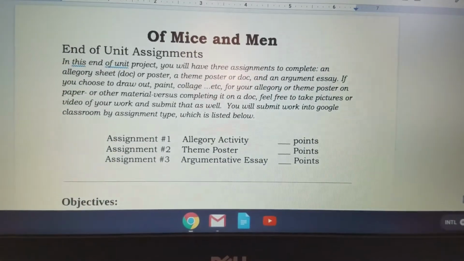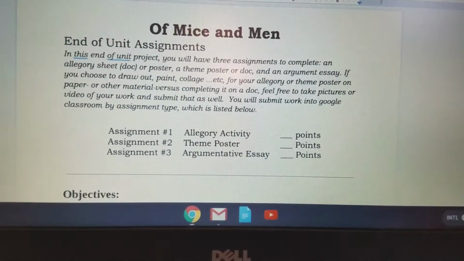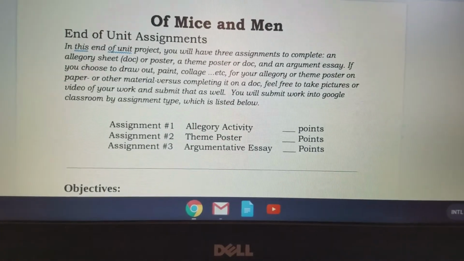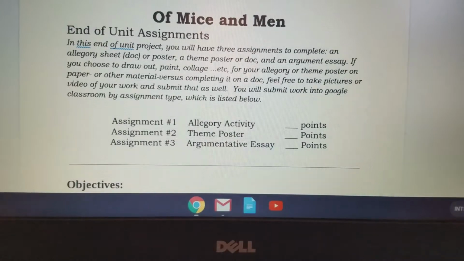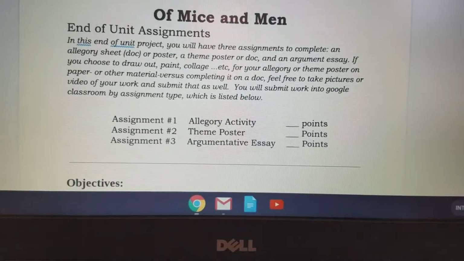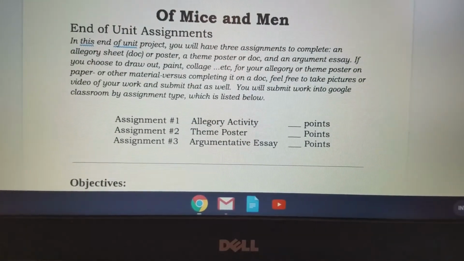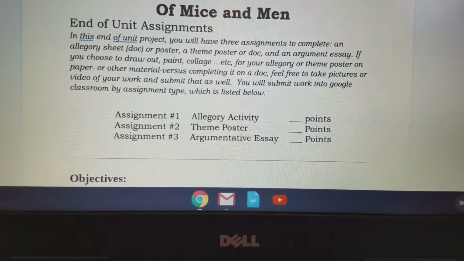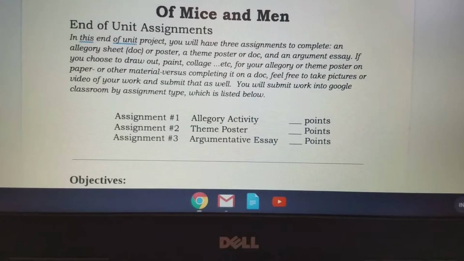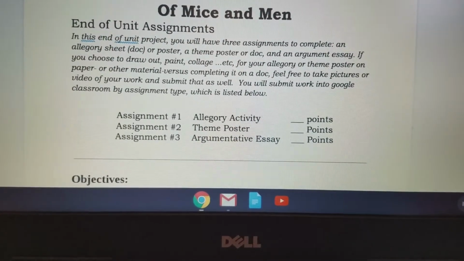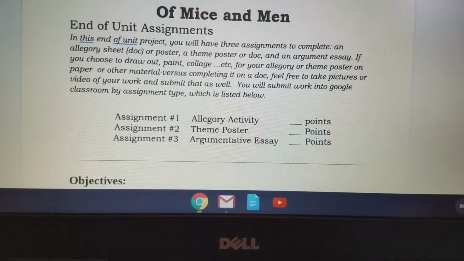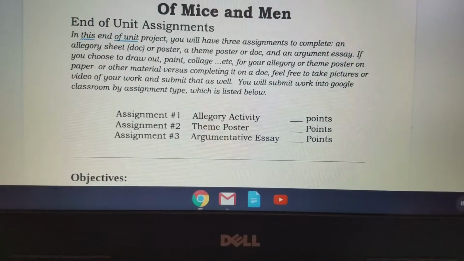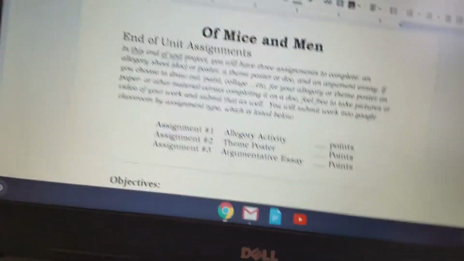That's totally fine as well. So you're going to have 3 assignments this week. The first one is the allegory activity. Now this should look very familiar, and if you already did this, you don't have to do it again. This was given to you guys about 3 weeks ago, and then I've given you time since then to work on it. So that's assignment number 1. For some of you guys, at least 4 of you, you will not have to do that again. You already submitted it. Assignment number 2 is the theme poster, and assignment number 3 is the argument essay.